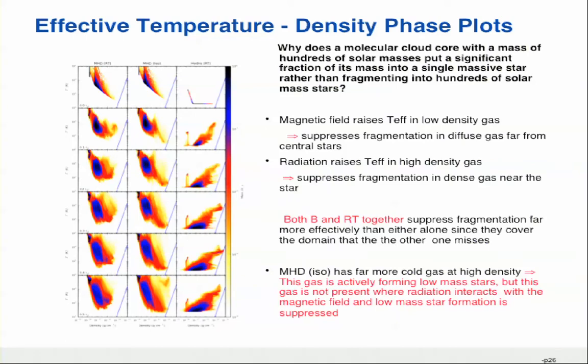On the other hand, if I look at radiation feedback alone without magnetic fields, I see that this raises the effective temperature in the high-density gas, the gas that's basically close to the star itself, and it suppresses fragmentation there.